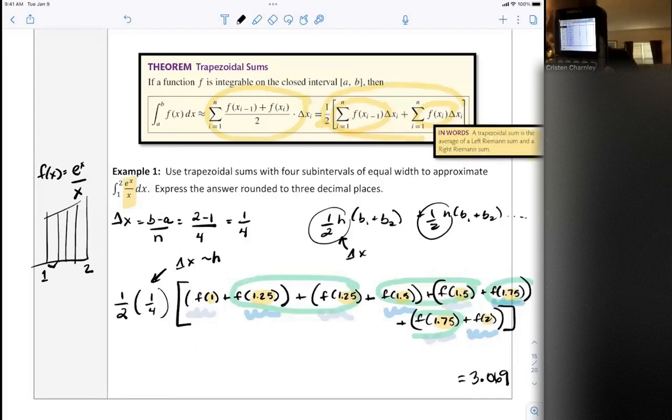So if you're comfortable with a 3.069, if you've gotten that, just give me a thumbs up in the Zoom emojis. If you need me to do something else, give me a thumbs down.